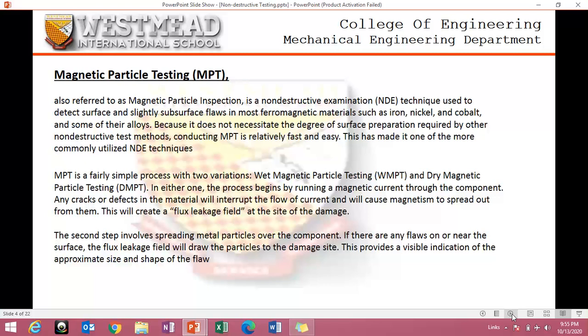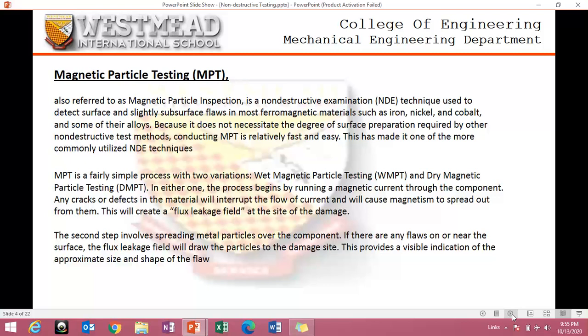The first method of non-destructive testing is magnetic particle testing. It is a technique used to detect surface and slightly subsurface flaws in most ferromagnetic materials such as iron, nickel, and cobalt, and some of their alloys, because it does not necessitate the degree of surface preparation required by other non-destructive test methods. This has made it one of the more commonly utilized NDT techniques.